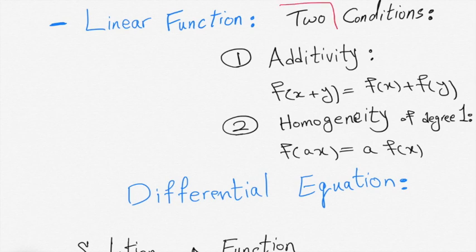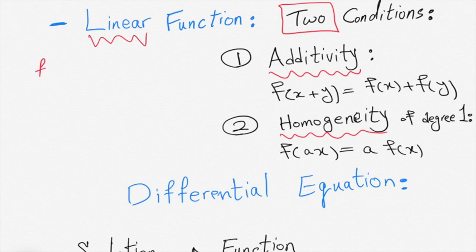So a linear function has two conditions. This linearity is very important because we are going to talk about a new way of solving and getting a qualitative picture of nonlinear functions. So it's important to have this idea of what linearity actually means. One of the conditions is additivity, and the other one is homogeneity.